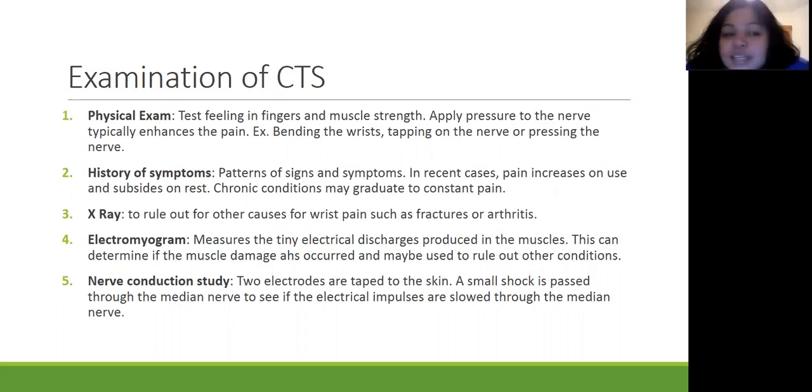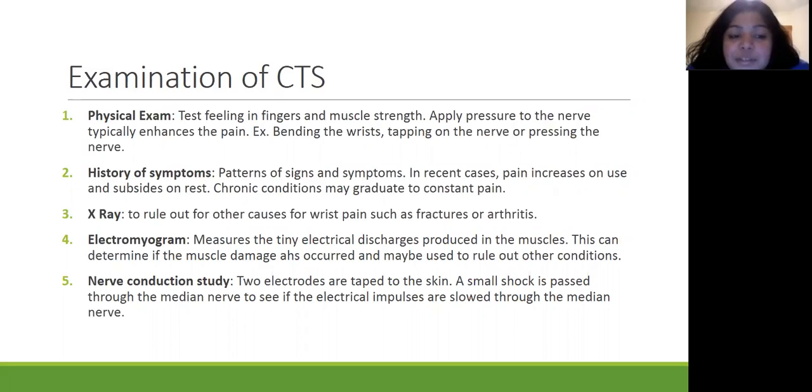Also, they look at the history of the symptoms, the pattern of the signs and symptoms, like if there's intermittent pain or if there's constant pain. That's again, if it's recent cases, the pain increases upon activity and subsides on rest. Chronic ones will increase, or it can even graduate to constant pain in a more chronic condition.